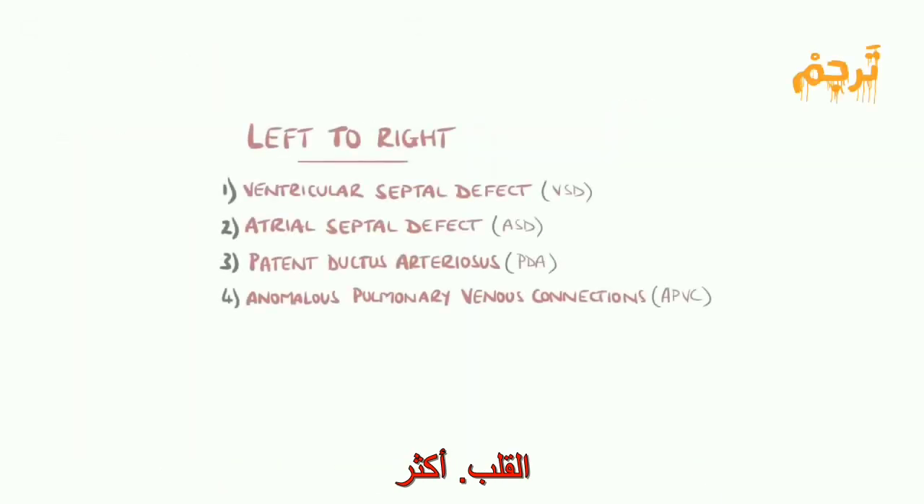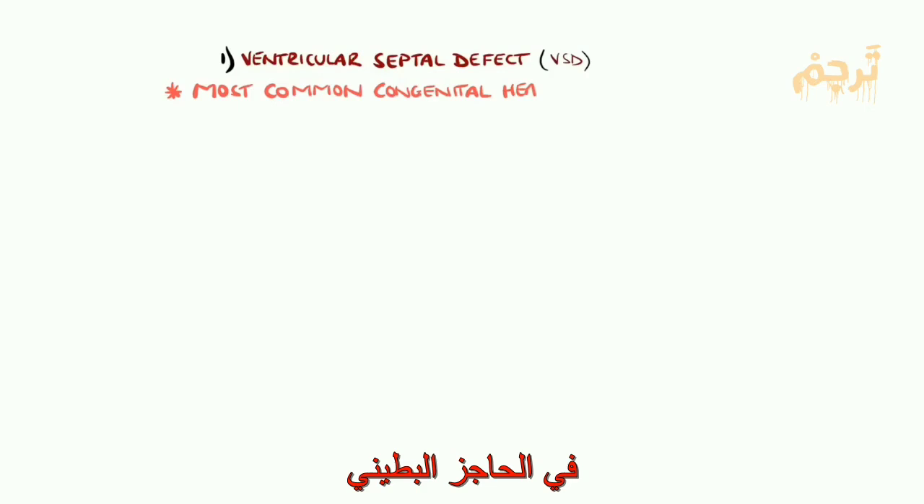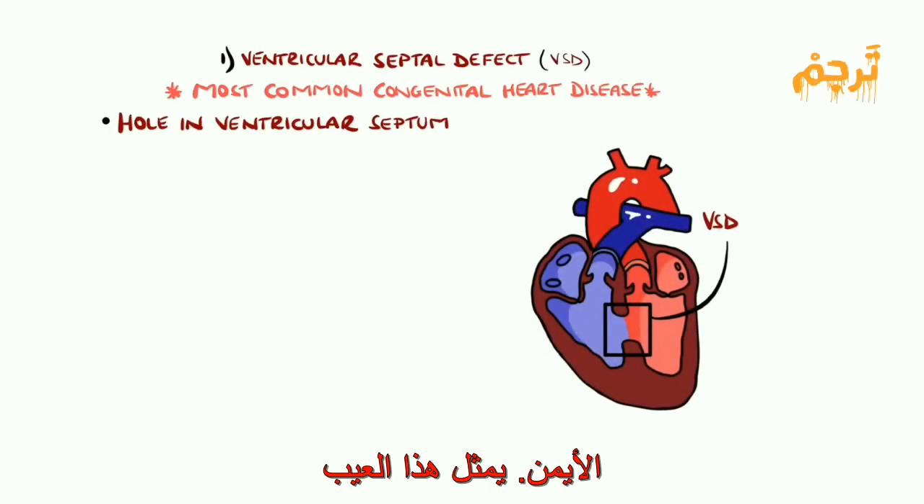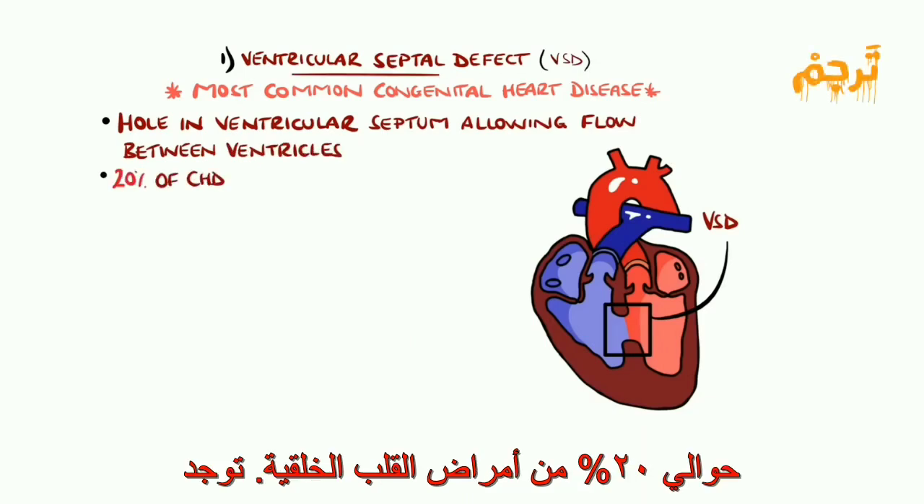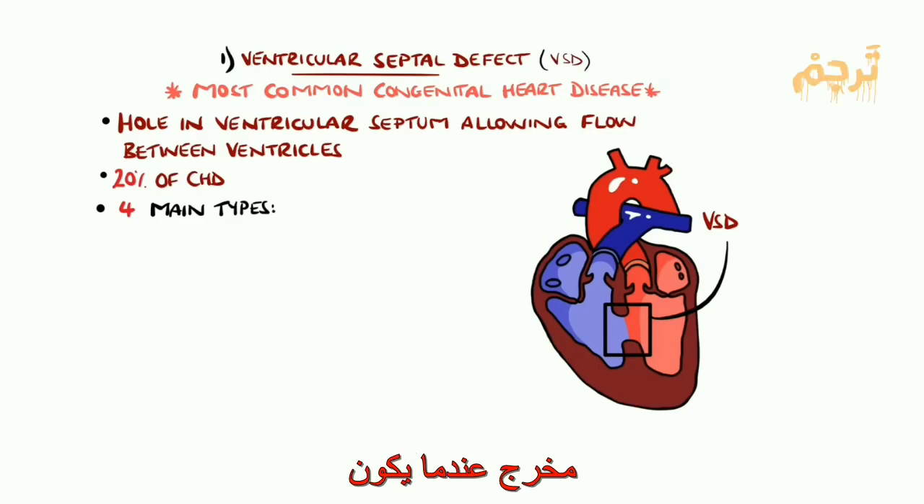The most common of the congenital heart diseases is ventricular septal defect, where there is a hole present in the ventricular septum, allowing blood to flow between the left and the right ventricles. They represent around 20% of congenital heart disease. There are several different positions of this hole.